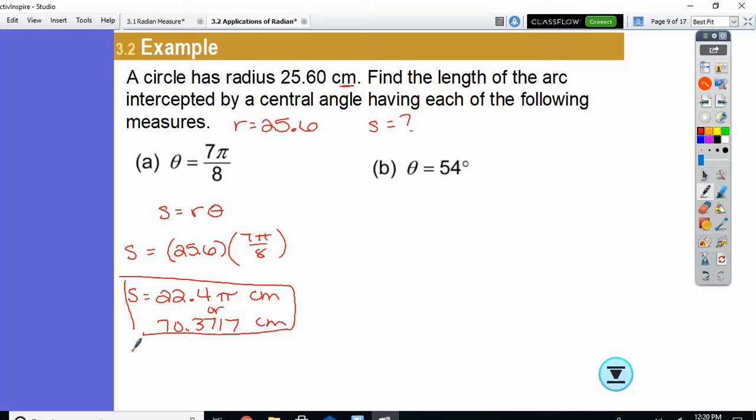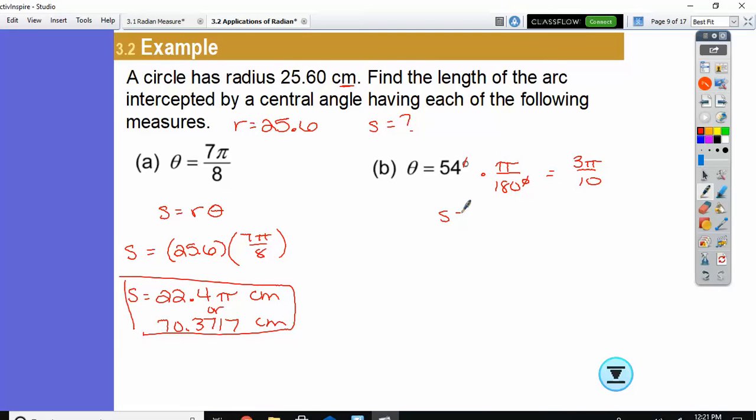For B, my angle is 54 degrees. What's the problem here? It's in degrees. My formula only works in radians. So what would I do? Multiply by pi over 180. Right. We want to get rid of the degrees, so they have to go on the bottom. We use the same conversion as today. So 54 over 180. So we get 3 pi over 10.